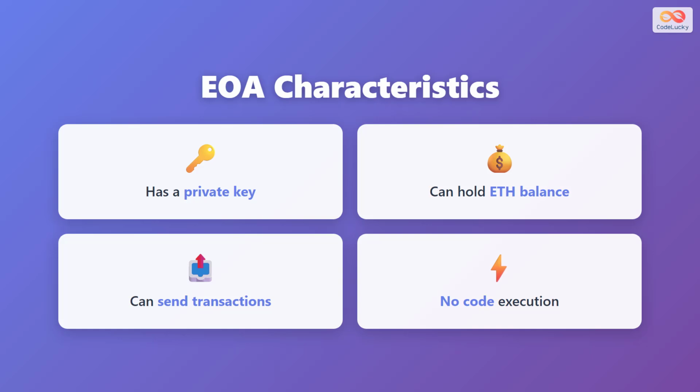EOAs have four main characteristics. First, they have a private key that the owner uses to sign and authorize transactions. Second, they can hold an ETH balance, meaning you can store Ether in these accounts. Third, they can send transactions to other accounts or smart contracts on the network. In fact, every transaction on Ethereum must originate from an EOA. Fourth, and importantly, EOAs cannot execute code. They are simply user-controlled accounts without any programming logic.